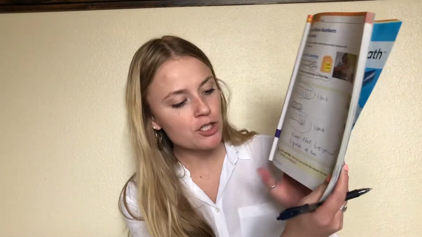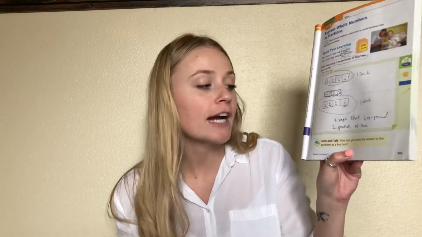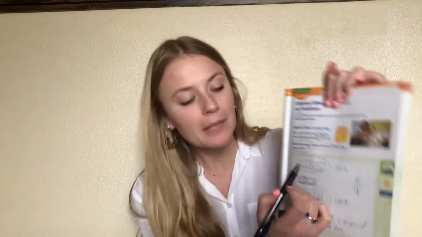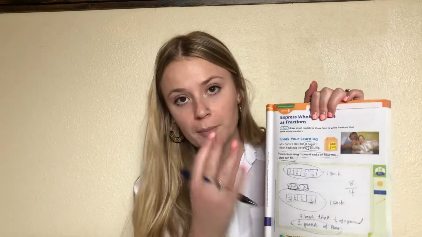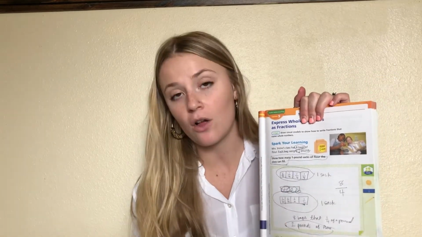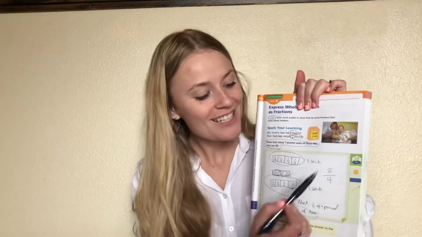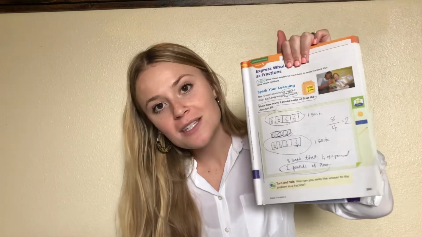So this part says, how could you write the answer to the problem as a fraction, the turn and talk? So instead of saying 2 pounds of flour, I could say I have 8, 1, 2, 3, 4, 5, 6, 7, 8 bags of flour that are the size of a 1/4. So how many pieces are in a whole? 4 pieces in the whole, and I have 8 of them that are all the same size. So I have 8/4. So cool. So this could be 8/4, and that is the same as 2 wholes. I know this is like so mind-blowing right now.